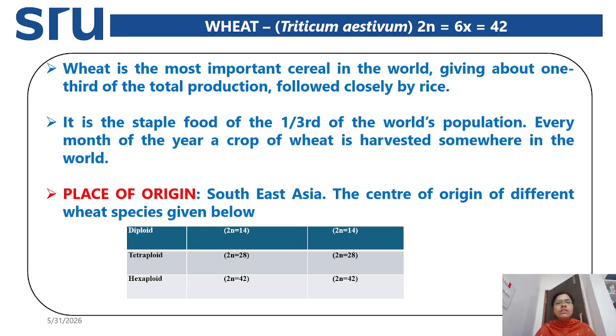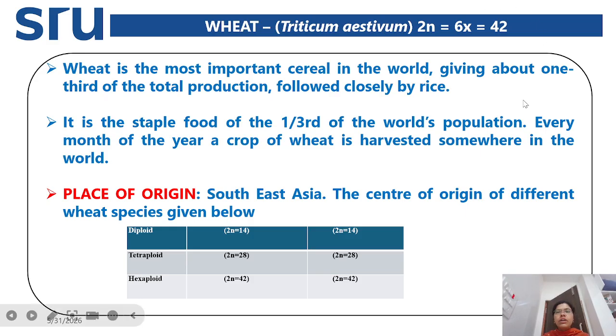As we know, wheat is the most important staple food crop in the world. It gives around one third of the total production, followed closely by rice. It is a staple food of one third of the world population. Every month of the year, a crop of wheat is harvested somewhere in the world.